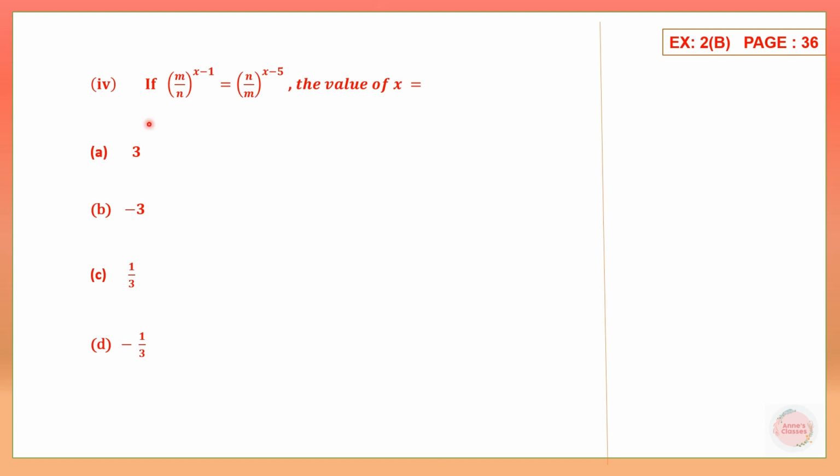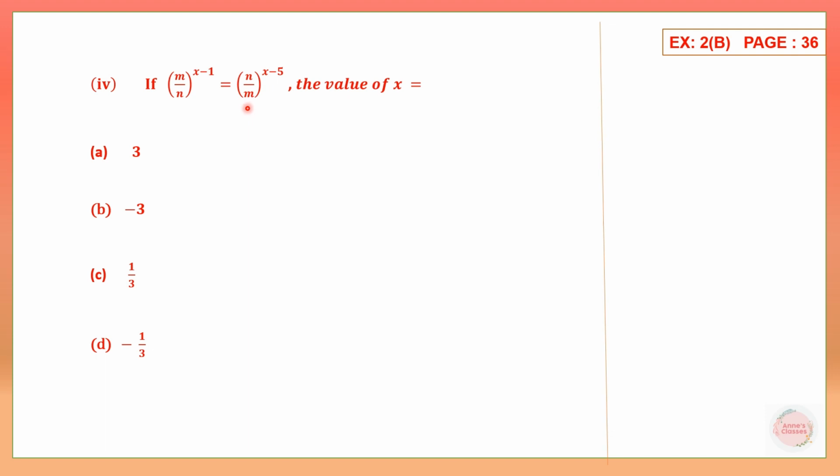Question 4. If (m/n)^-1 is equal to (n/m)^(x-5), we have to find the value of x. So here I have m by n raised to the power of -1, whereas here it's a reciprocal of m by n, isn't it? It has become n by m. Now, if I have to use any of the laws of exponents, my base has to be the same. Here the base is different.